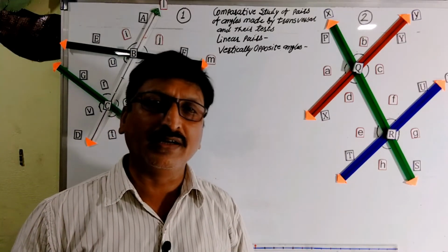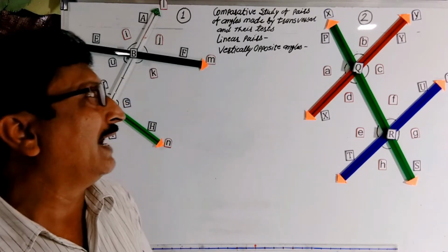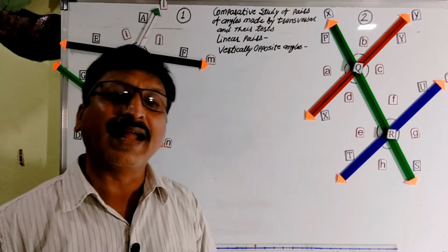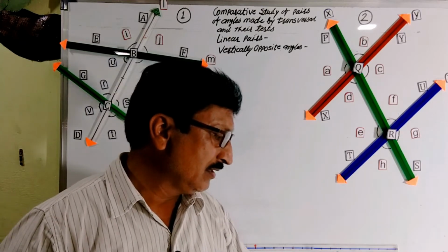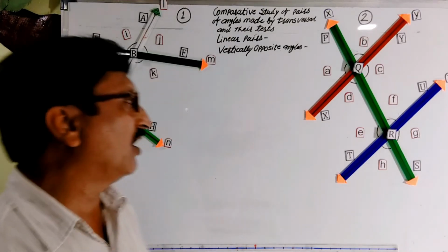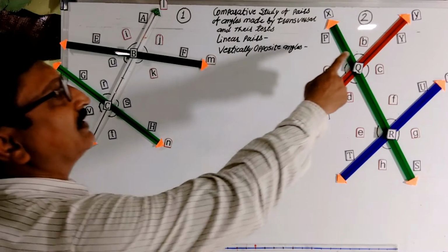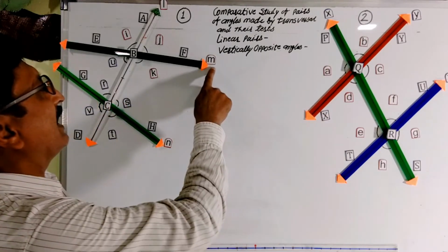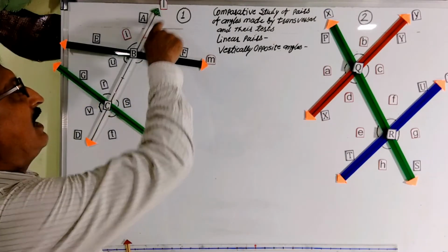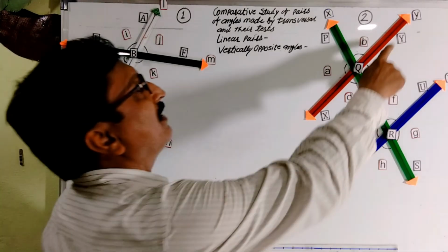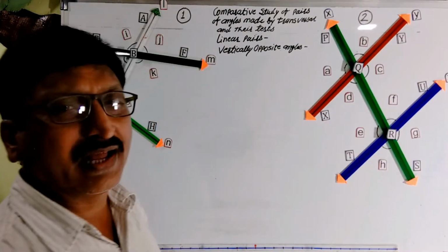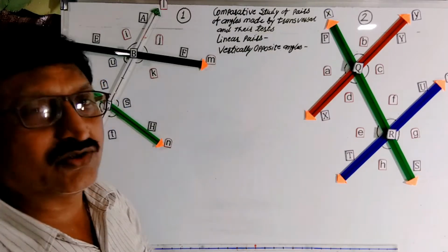Today we are going to learn about the pairs of angles made by the transversal and their test. Well student, you have to compare these two diagrams given here. This is the first diagram and the second diagram. There are lines M and N, and the line L is a transversal. Similarly here, lines Y and Z are two lines and the line X is a transversal.